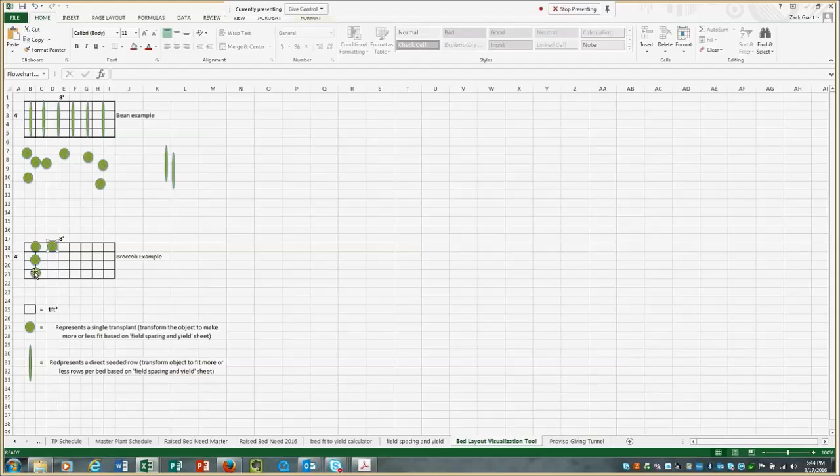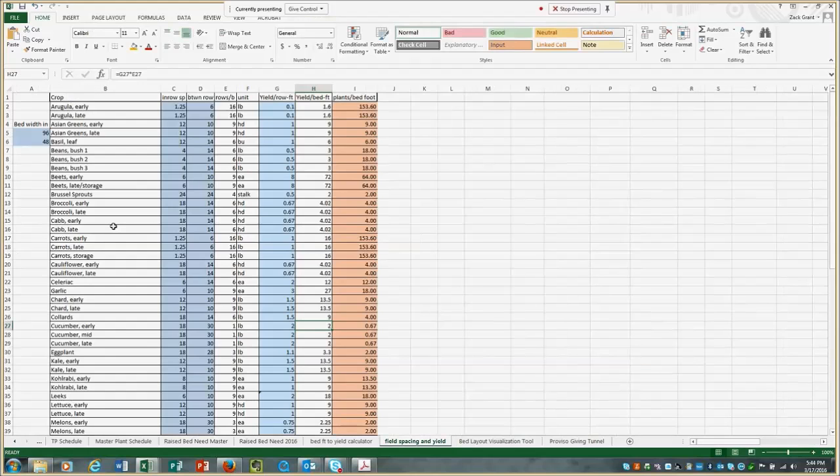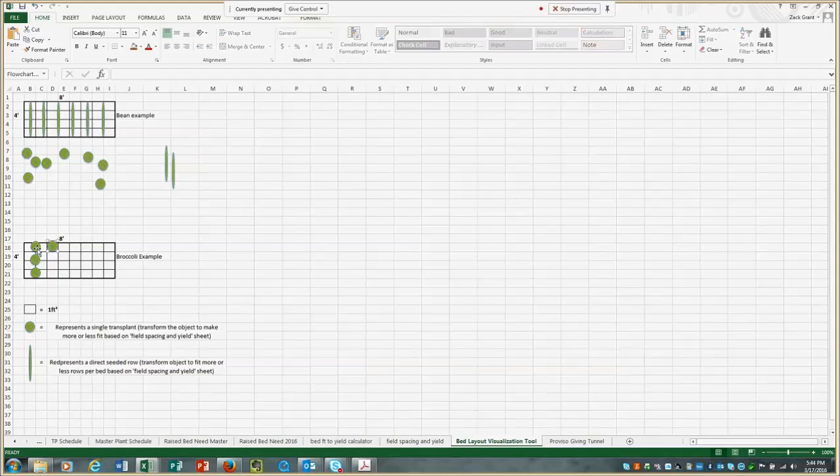But the reason why that is confusing is because the in-row spacing for broccoli is actually 18 inches, right? So I should only be able to fit 3 plants per 4 feet. If it was a 12-inch in-row spacing, I would be able to fit 4 plants per bed foot, and thus there'd be 4 broccoli transplants down the width of the bed rather than 3.